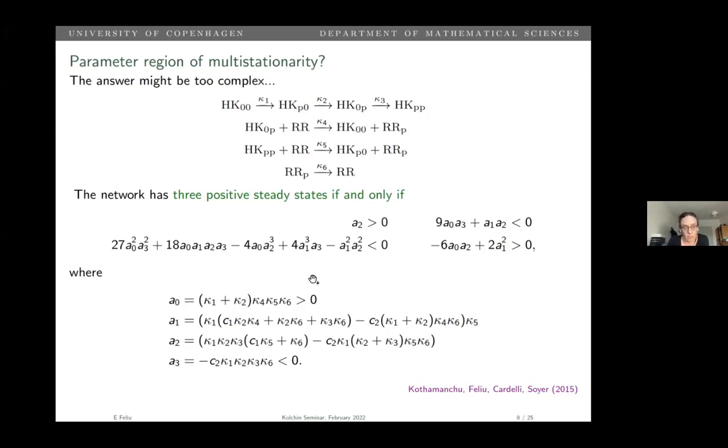This is the parameter region where the system has multistationarity. These A's here are polynomial expressions in my parameters. If you expand this polynomial, it doesn't fit on the screen, right? So these are huge inequalities and polynomials that you have, but you don't know what to do with them.